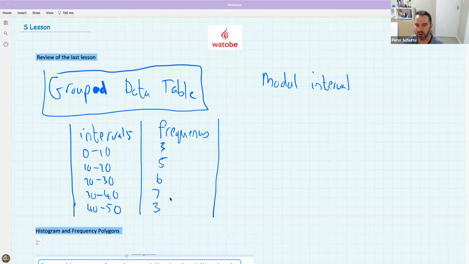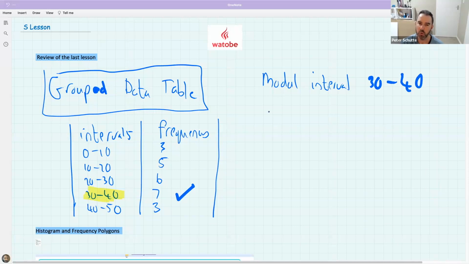Okay, so you guys are on it. The modal interval is going to be between 30 and 40. And the reason is that the biggest number in the frequency column is the 7. So the modal interval is going to be between 30 and 40. What about the median interval? What is the median interval going to be for this grouped data table?